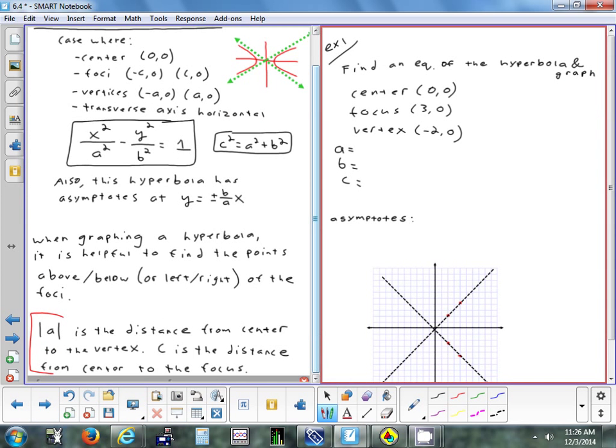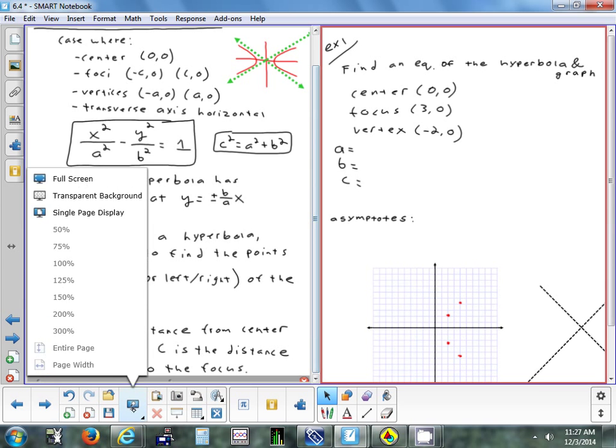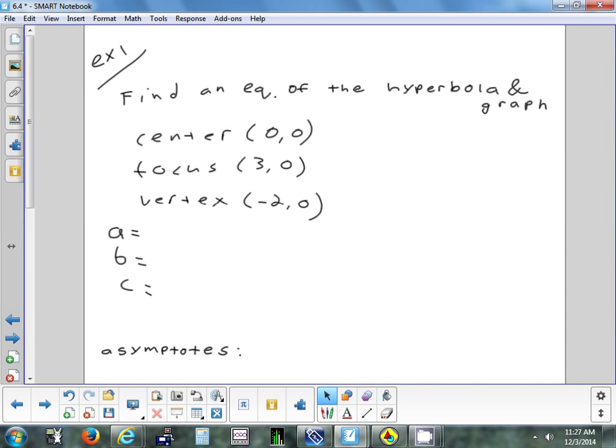All right, so let's try this example. It says find an equation of the hyperbola and graph it. Does everybody have what's on the left? Good. Okay, so just like an ellipse, first thing you want to do is try to find A, B, and C. If you can find those three things, then you fill in the formula, and you're all set.